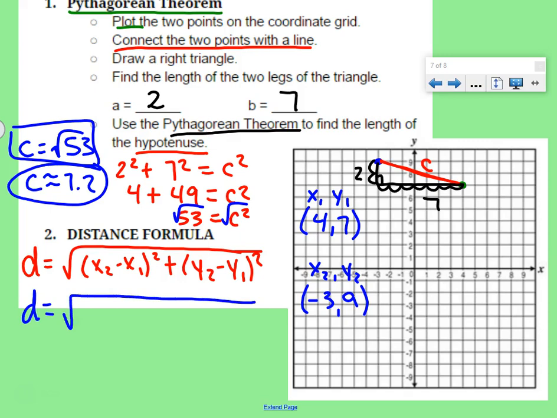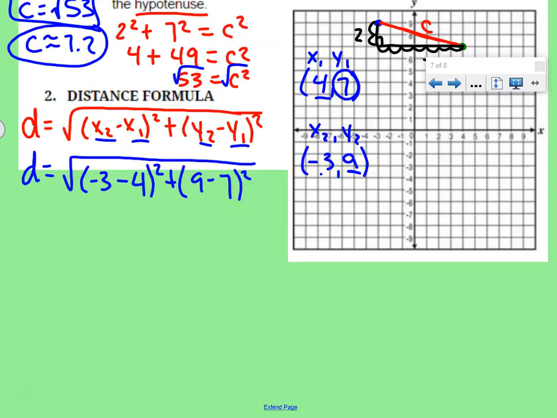So we have the square root of x2, so we put -3, minus x1, which is 4, squared, plus y2, so y2 is 9, minus y1, which is 7, and we square that. Then we just evaluate this. So we have d equals the square root, parentheses first, -3 minus 4 is -7, squared, plus 9 minus 7 is 2. We're squaring that. Now we can do those exponents.